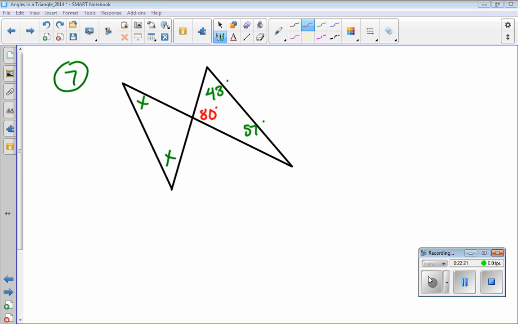What do you notice about these two angles? Josh, what do you notice about them? They're vertical. Which means what's true about them? Yeah, congruent. They're the same measure. Okay, they're congruent. So if this is 80, that should help you find the measure of x. Do you agree? Does that help? Okay. Just want to make sure we're on the right track.